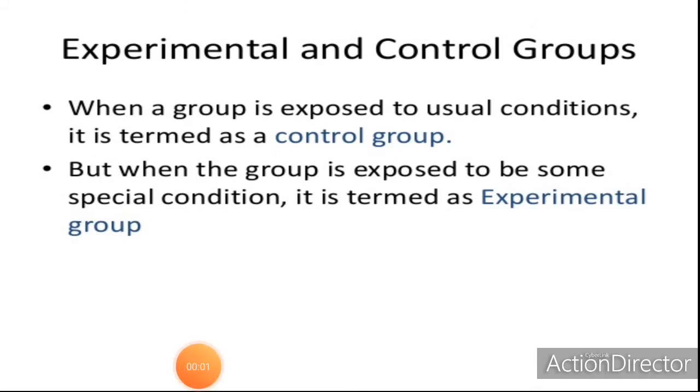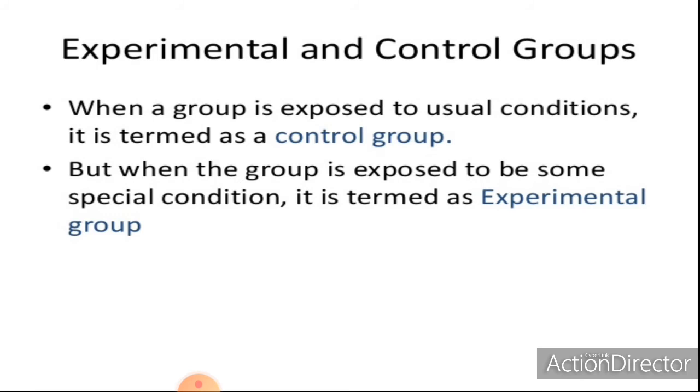Now next is experimental and control groups. When a group is created with some special condition for making an experimental research, we can say that this kind of group is experimental group. If the group is created with the usual condition, such a group is known as control group. Both control group and experimental groups are used in a research purpose. So we can explain these experimental groups and control groups with an example.